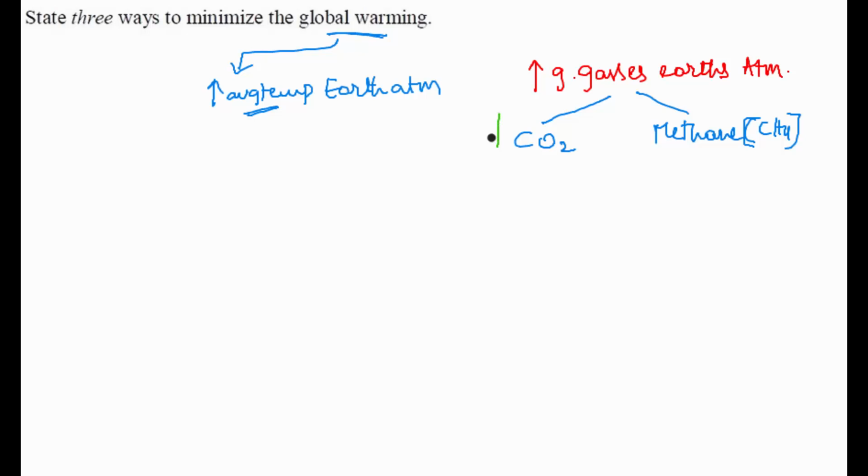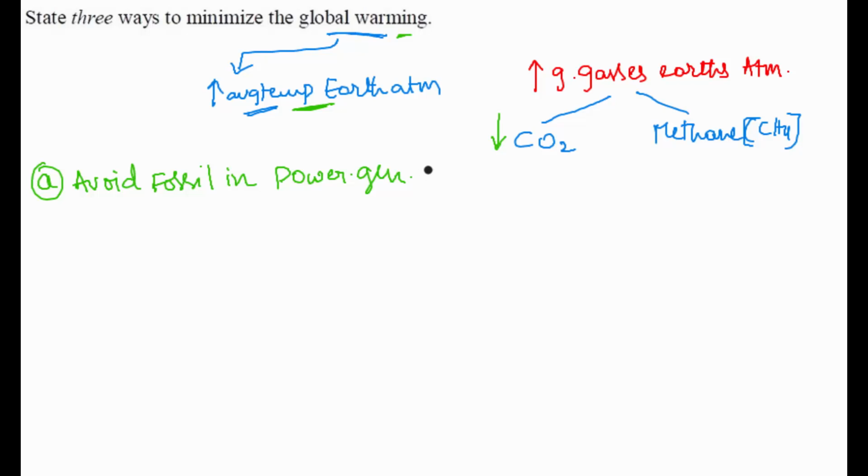If we try to reduce carbon dioxide in the atmosphere, it will automatically reduce average temperature in the atmosphere and in turn reduce global warming. So, let's try to understand what are the three important ways to minimize global warming. First, avoid usage of fossil fuels in power generating companies.